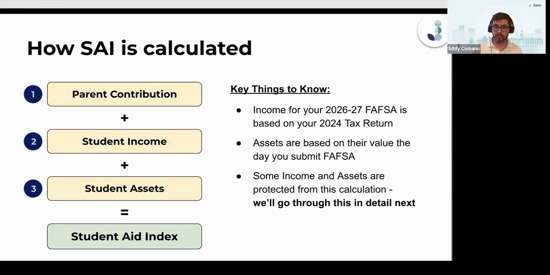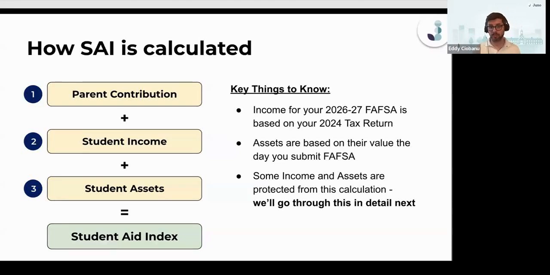Income information for this upcoming year is used based on what's called prior year tax information. So in the case of the 2026-2027 FAFSA, it's going to be based on 2024 tax data. For 2027-2028 FAFSA year, it'll be based on 2025 tax return. So take the starting year and then just go back 2 years. That's going to be the income information that's required.